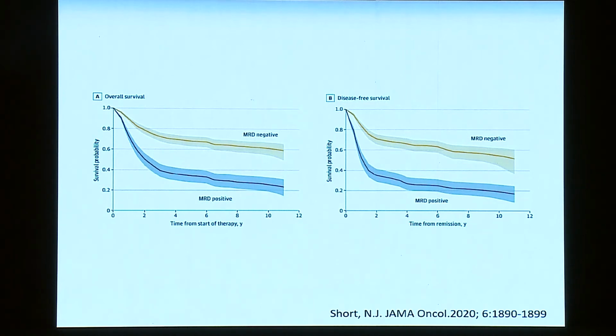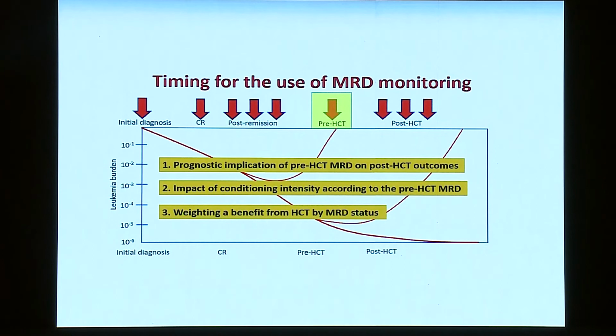So regarding the transplant, the timing to use MRD monitoring, like pre-transplant. We are doing it for, let's say, 3 reasons. Number one, for prognostic implication: pre-stem cell measurable residual disease will tell us what the post-transplant outcome is. The impact of conditioning: shall we go with myeloablative or reduced intensity conditioning, and what is the benefit from stem cell transplant by MRD status.